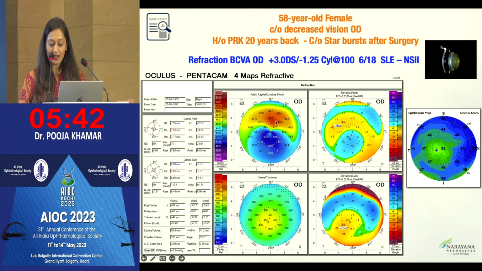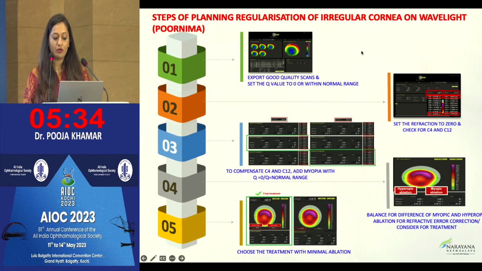So now she has developed cataract, but if you proceed with a cataract surgery directly, she's still going to have starburst after surgery, even if she's emmetropic. So you can choose any machine you want, but you need to do a topo-guided treatment in these patients. You can do it either on Wavelight or your Schwind Amaris or any machine which has a combined topo-guided tool. So you do scans, export the good quality scans, and you set the Q value within the normal range.